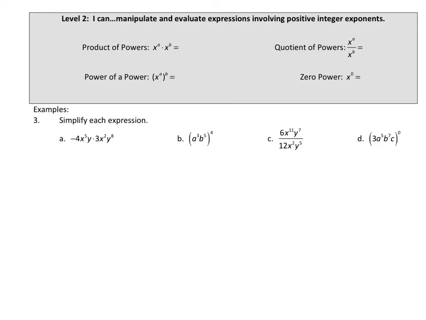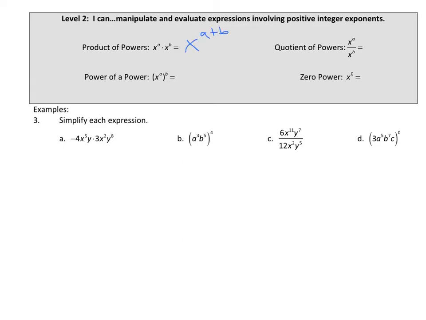In Level 2, we will be manipulating and evaluating expressions that involve positive integer exponents. And to do this, we need to learn our properties of exponents. The first rule is called the product of powers, and the rule is if you multiply two exponential expressions with the same base, you add the exponents. So this would equal x to the a plus b.